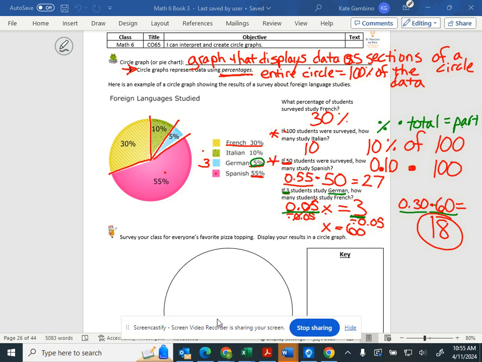What we didn't know was the total. How many people altogether there were. So that's why we did that math, to find that there were 60 people that were surveyed. 0.05 x equals 3. We have to solve for x. So that's when we did our division, that opposite operation to get x by itself. So we divided 3 by 0.05. So using that opposite operation, we found out that our total number of people surveyed was 60.